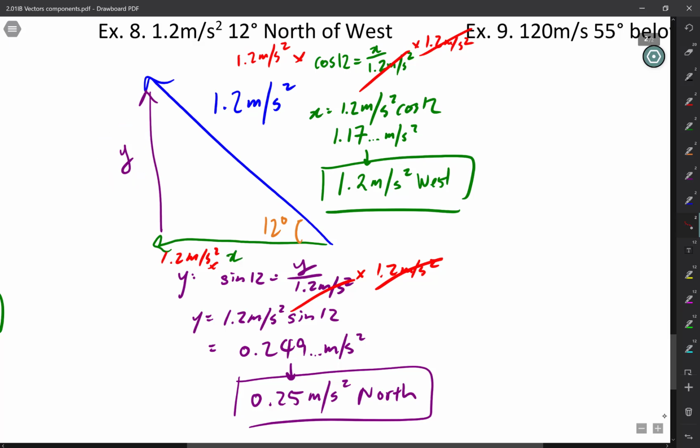Starting with the x over here, I have adjacent over hypotenuse, so this is cosine 12 equals adjacent over the hypotenuse. Solving for the x gives me 1.2 meters per second squared west. So a little fishy, but this angle is probably very small, which is why you have a very large west component.